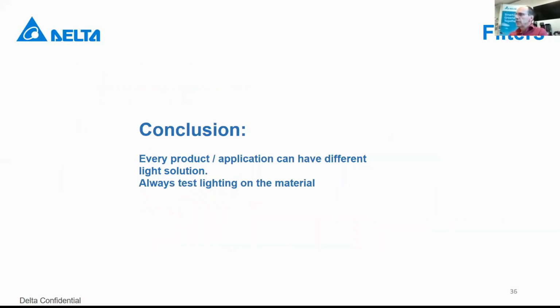So conclusion is, every product has a different light source. What I'm trying to say with this is that not the camera and the controller are the most important of a machine vision solution, but the lighting is the most important of a total system.